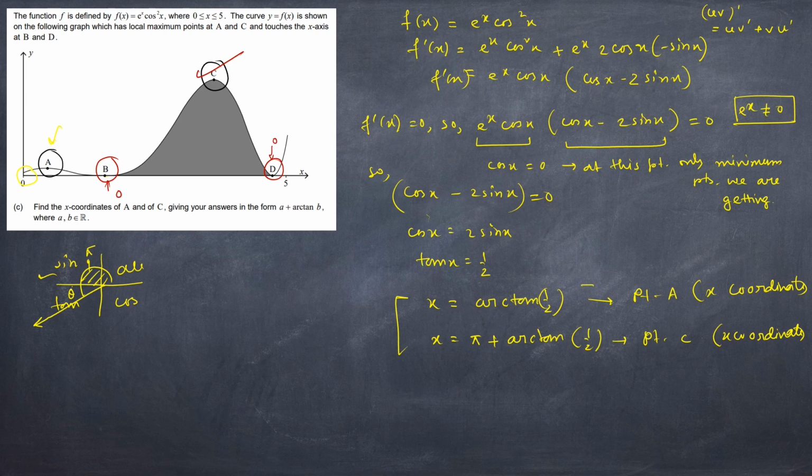The first point is x equals arctan half, where for the first part a equals 0 and b equals half, and for the second part a equals pi and b equals half. So in this way this problem is done. Now we will move towards the last problem.